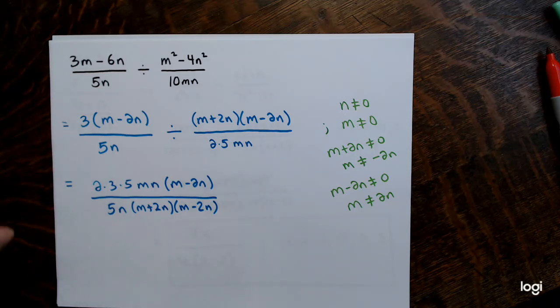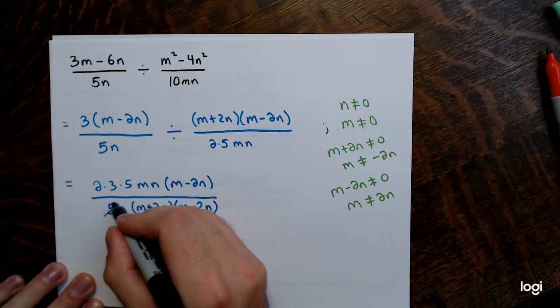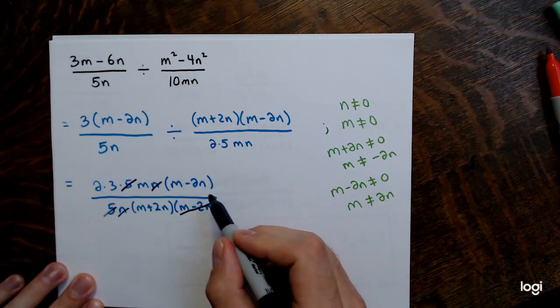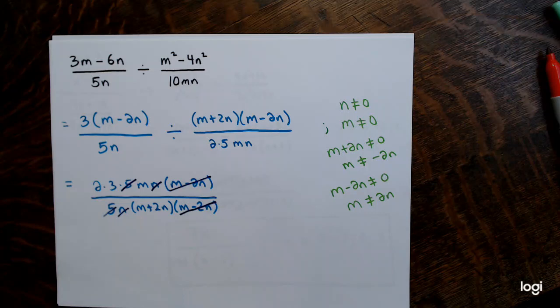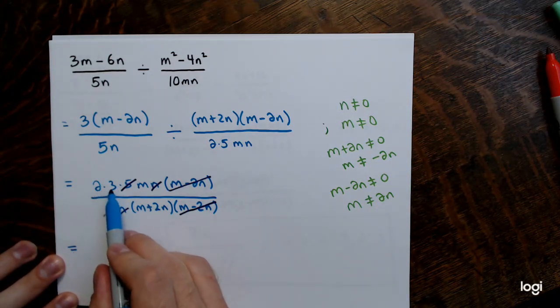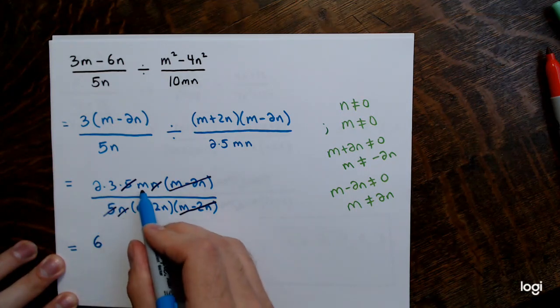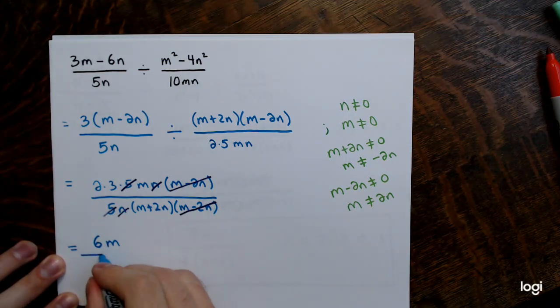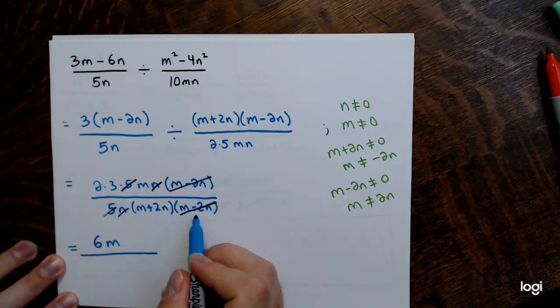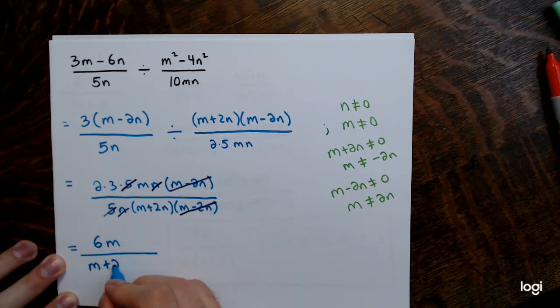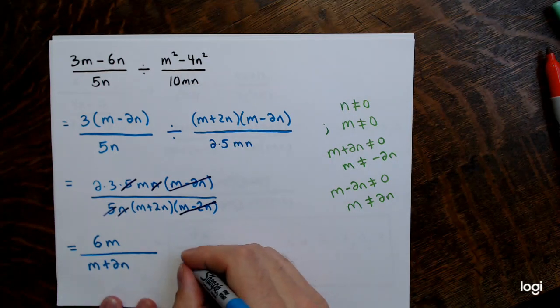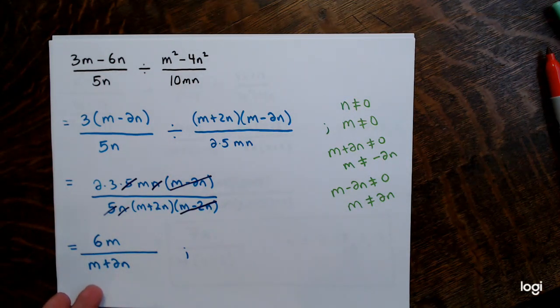And then we cancel any common factors. Seeing factors of 5, n, right? They both have n to the first, and they both have this m minus 2n factor. So when all's said and done here, we get 2 times 3, so 6 times m, and that's it in the numerator, divided by the only thing left in the denominator, the m plus 2n. Since it's the only factor left, I'm not going to put parentheses around it. And there, I'm done simplifying the fraction.